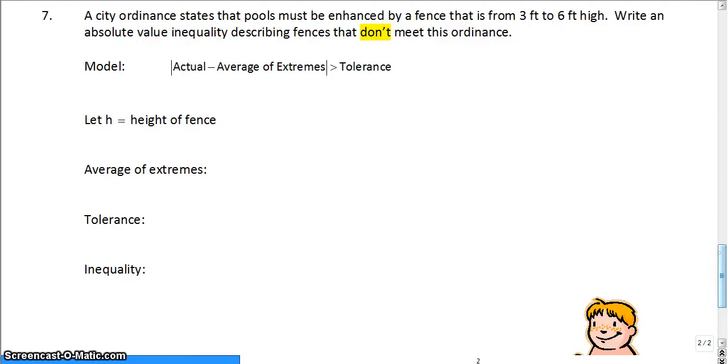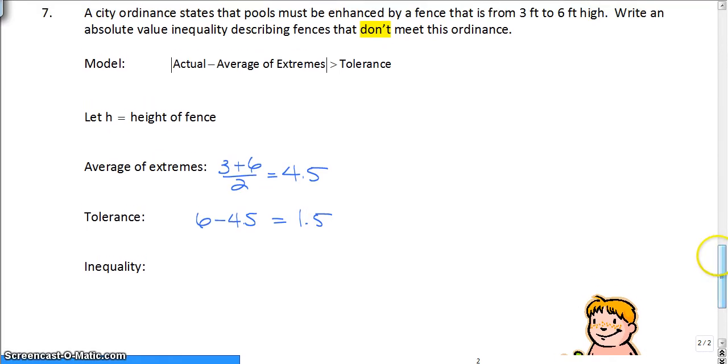What's the average of the extremes? Well, our extremes are 3 and 6. Divide that by 2. The average of our extremes is 4.5. Okay, the tolerance. Let's think about this. If that's the average, all you have to do is take one of your extremes, we'll say 6, and subtract the average. Our tolerance is 1.5. So we're going to write an inequality that describes the fences that don't meet this ordinance.